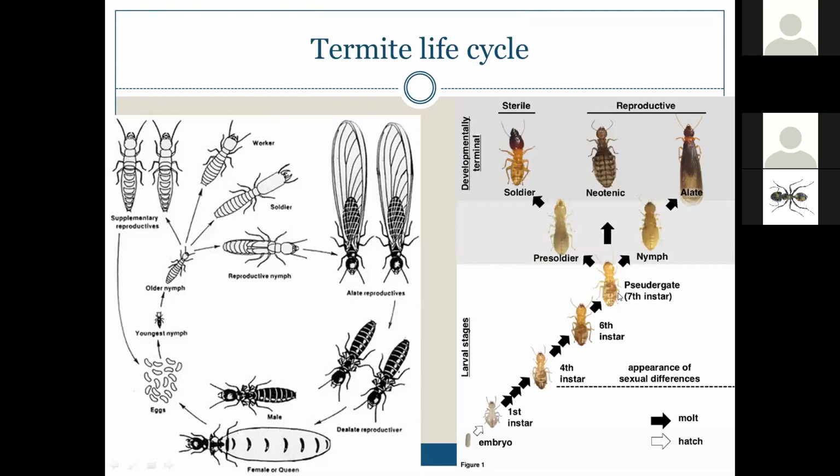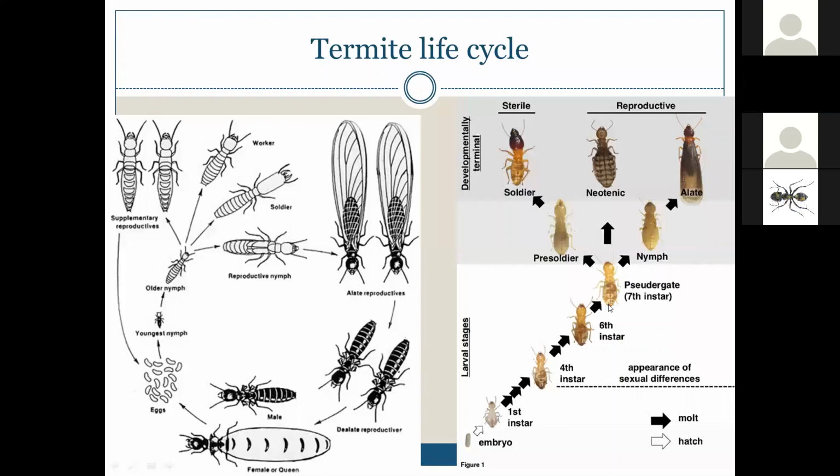When they reach the 7th instar, which you see over here at the top, when they're going into that next molt, they have, I guess, an option or choice. It's not necessarily a choice, but they can either go into a nymph, where they are going into the reproductive stage, or they can go into a pre-soldier stage, and then those will turn into soldiers. Depending on which way it goes, it'll have a different ending.